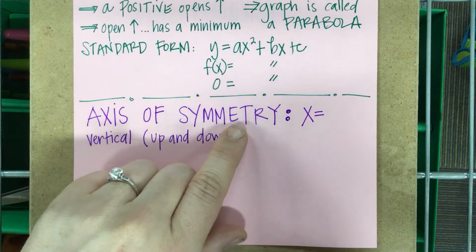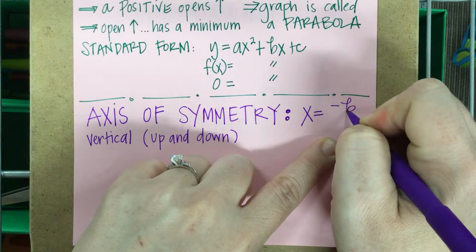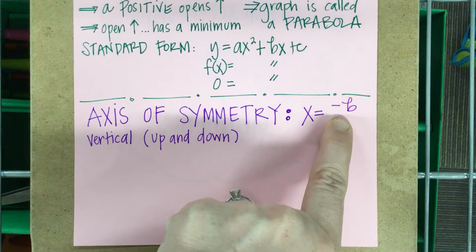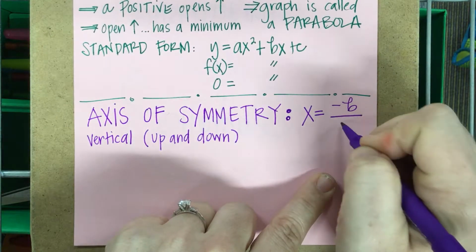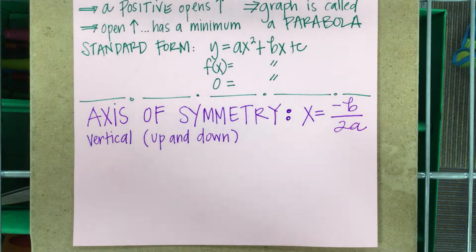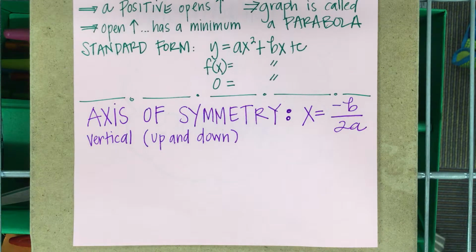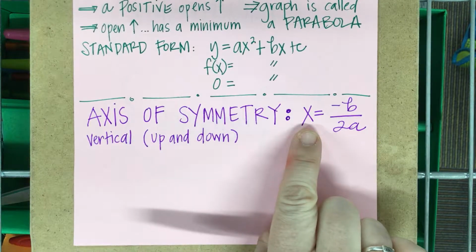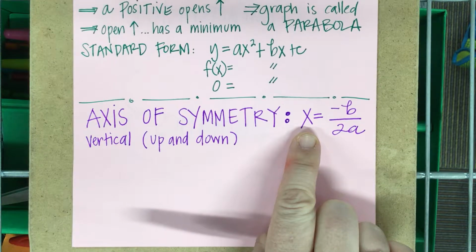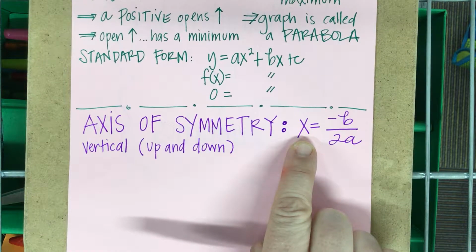To figure out your axis of symmetry, negative b, meaning the opposite of the b value, divided by 2 times a. The axis of symmetry is negative b over 2a. So this is actually going to help us graph, because doing negative b over 2a gives us an x value that we can then substitute into our problem. It tells me where to start my graph.